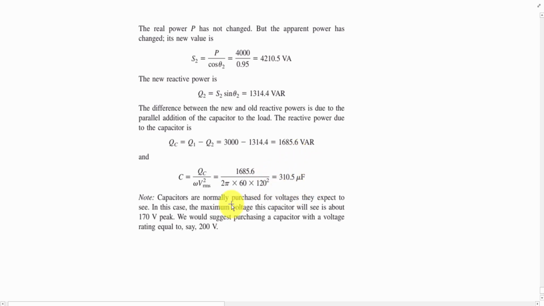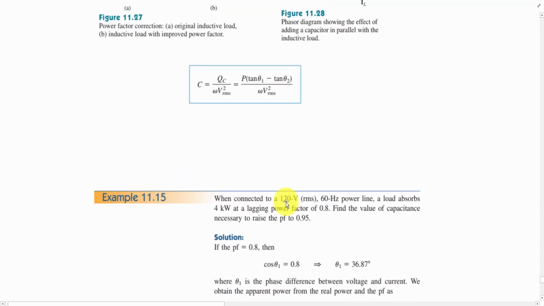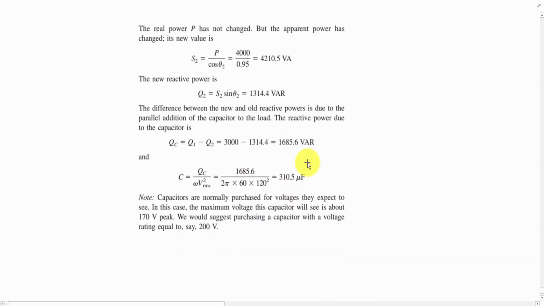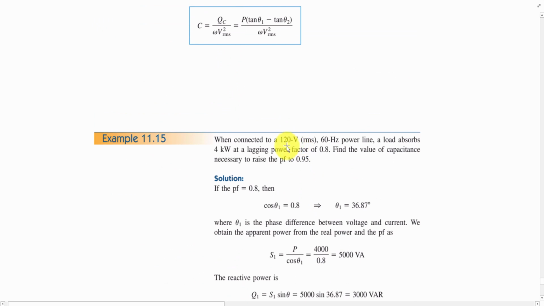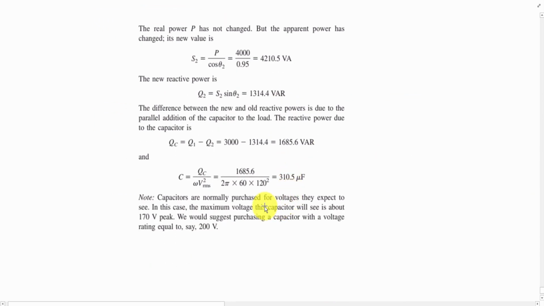Capacitors are normally purchased by the voltage they expect to see. In this case the maximum voltage is not 120 volts, because this is an RMS value. The peak value is 120 times root 2, so that would be 170. If you are talking about a 220 volt RMS line, you have to use a capacitor which can see up to 311 volts. So obviously you are going to use maybe a 350 or a 400 volt capacitor.